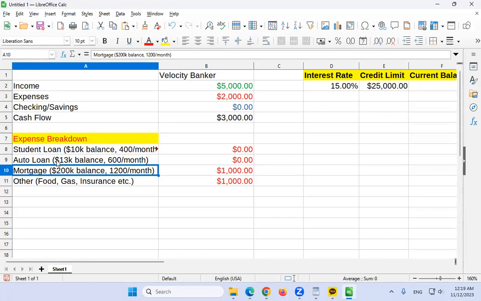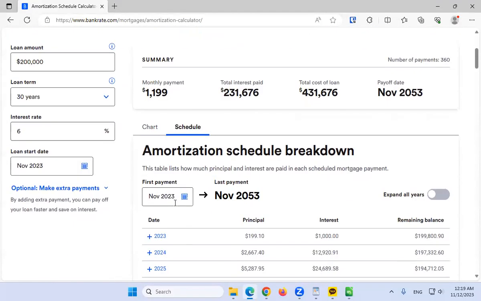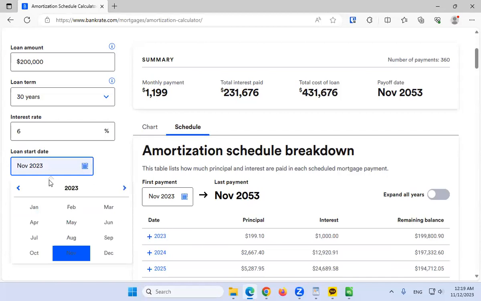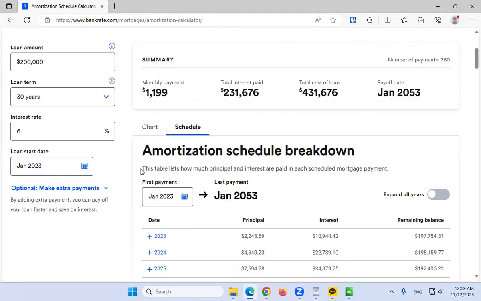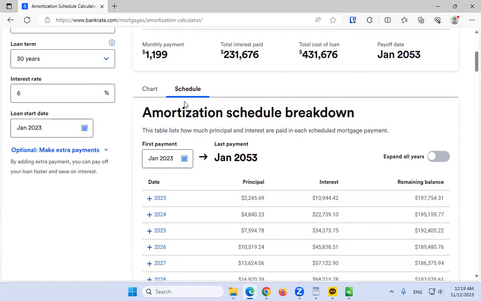Okay, so question for you all: how long does it take to go from 200 to 90K if you just go according to the bank's schedule? Okay, so let's just go in here, and we'll say the first payment is January. And now let's go to the schedule.